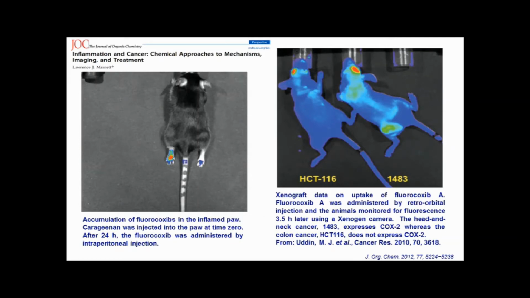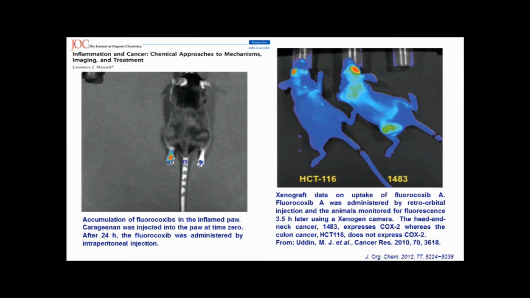They've also tested this in tumor models. Here is a mouse with a tumor that expresses high COX-2, and here's a mouse with a cell line with no COX-2 expression. And here you can see the retention of this COX-2 inhibiting agent in the tumor model with high COX-2 expression, showing that it's possible to visualize COX-2 expression levels non-invasively.